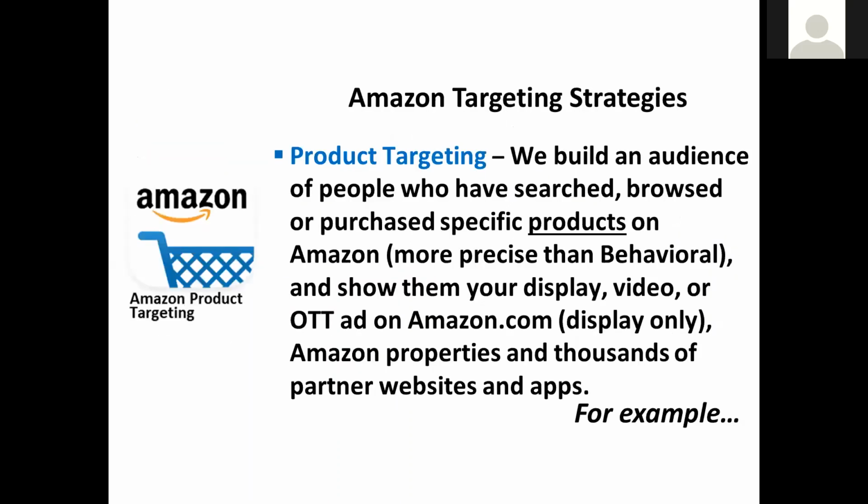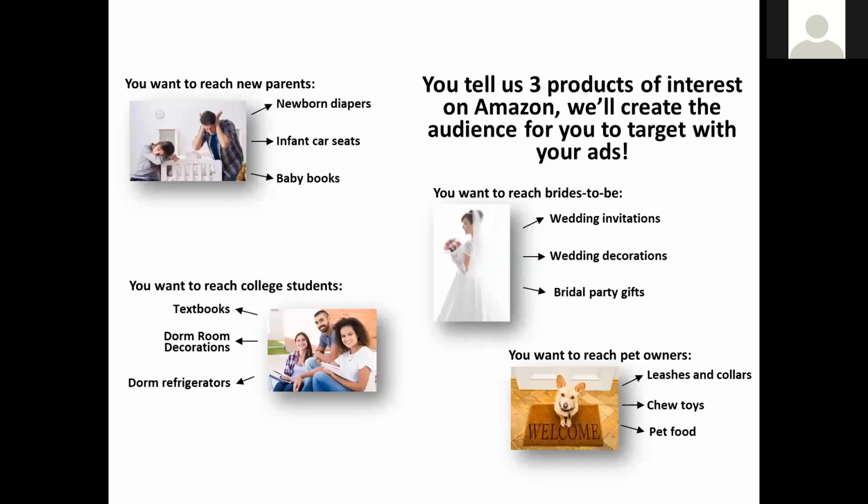Product targeting is when we build an audience of people who have searched, browsed, or purchased specific products on Amazon. It's more precise than even behavioral targeting. And we can show them your display, video, or OTT ad on Amazon.com, again, display only, or we can show it on those Amazon properties and on thousands of partner websites and apps. So, you tell us 3 products of interest on Amazon, and we're going to create an audience for you to target with your ads.